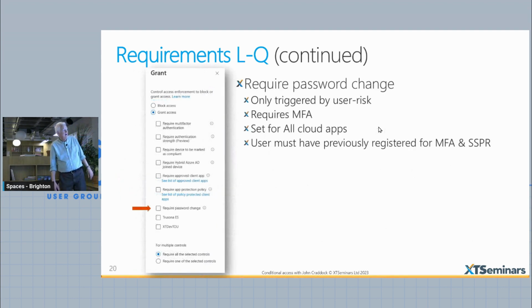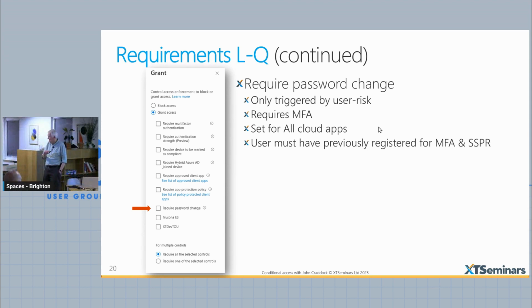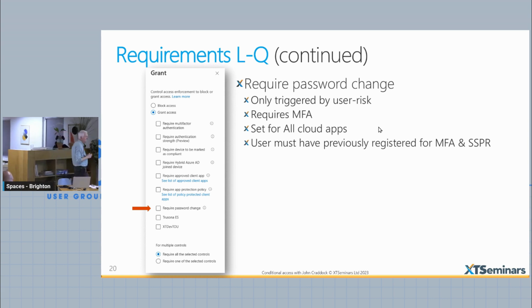Then going on from that, the next one is require password change, right? You can only do a password change in conditional access in response to a user risk. Also, what's really important is that the password change has to be done within the confines of conditional access because it needs to know it's happened. So the user must have already been set up for self-service password reset. Provided the user is set up for self-service password reset, and provided this is triggered by an identity risk classification, then you can do that.